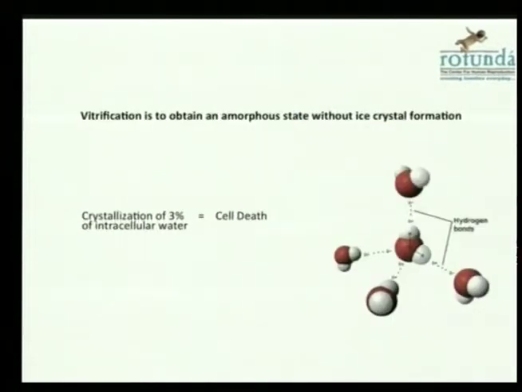Now, if you have only 3% of intracellular water converting into ice, you will have cell death. If you see the crystals growing inside the cell, you will see the edge of the crystals cutting into the cell membrane. This is what you can see, but what you cannot see is the crystals breaking mitochondria, destroying organelles inside the oocyte or the embryo.